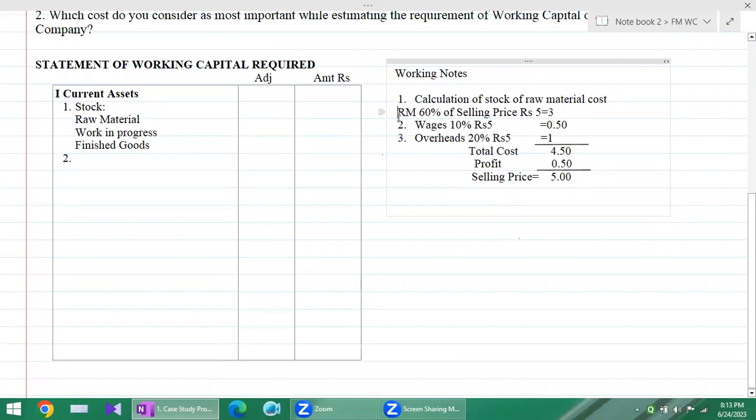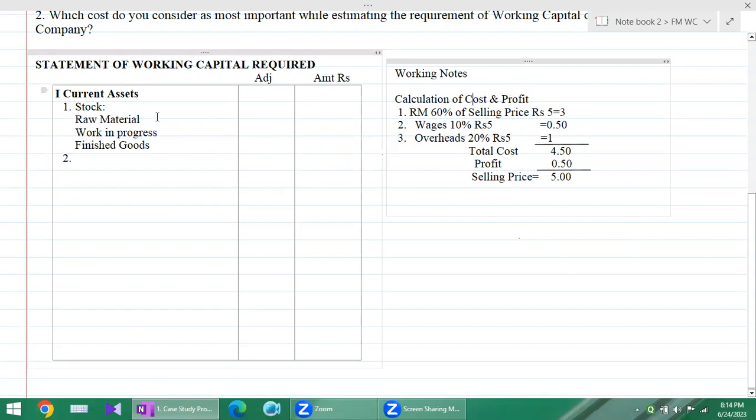We found the raw material cost. This is the calculation of not just raw materials, but of all the stock. Here it is the cost. We have calculated cost and profit. What is the amount of cost and what is the amount of profit. I hope all of you understood. Here, this information will be in the problem.